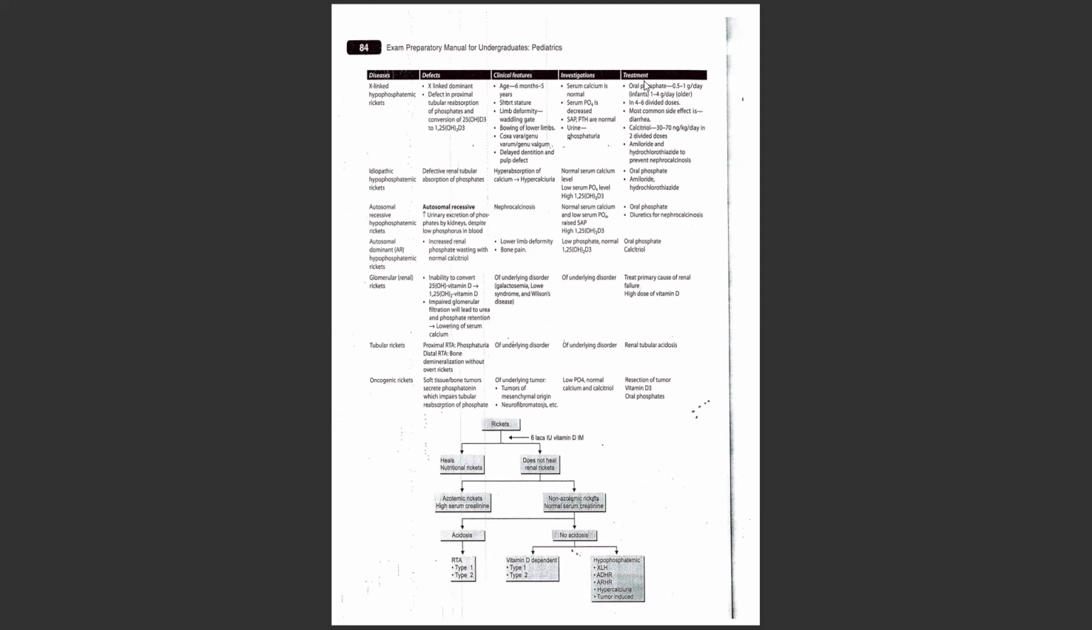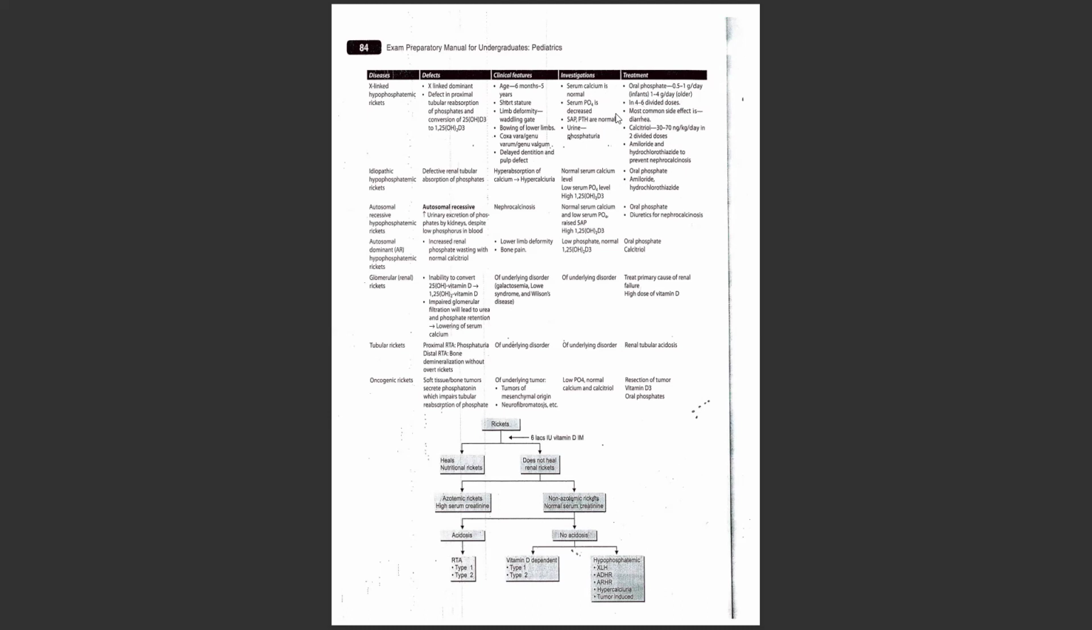Then treatment: we have to supplement oral phosphate, because these are the vitamin D resistant rickets. Supplementation of vitamin D has no important role, but we have to supplement oral phosphate because it is due to hypophosphatemia. We give oral phosphate 0.5 to 1 gram per day in infants and 1 to 4 grams per day for older children, given in 4 to 6 divided doses.